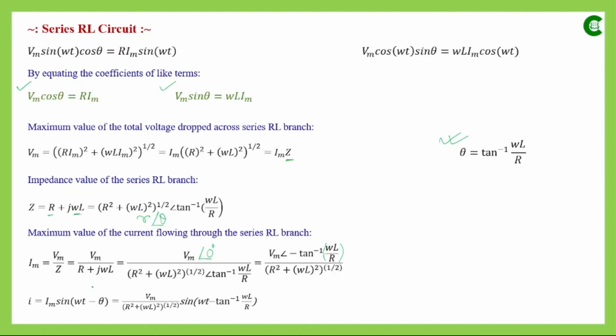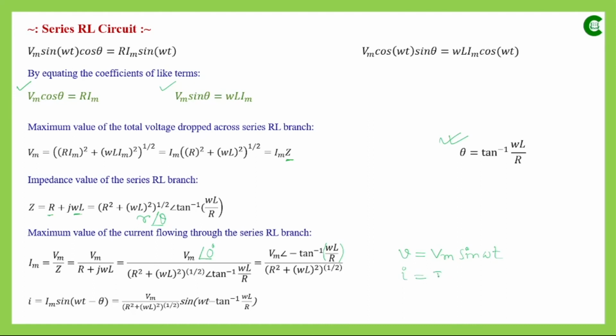In another way also we can express it, like if we take voltage as reference, we express that V is equal to Vm sine omega t. So here we are taking voltage as a reference. This is the instantaneous value and this is the peak value. So current with respect to voltage, we know that the current will lag voltage, and for an RL circuit the current will lag by theta.